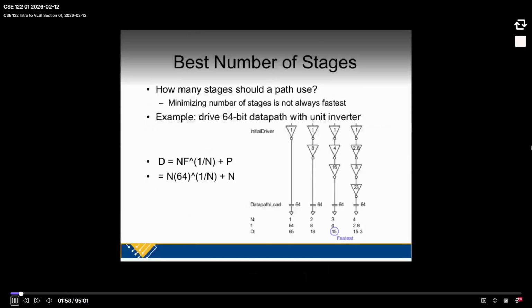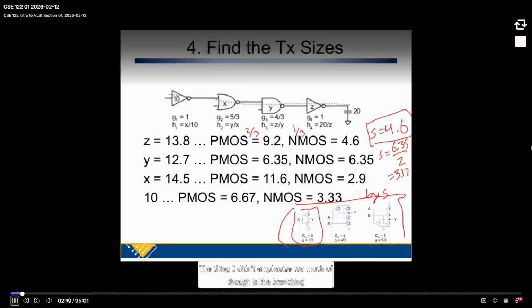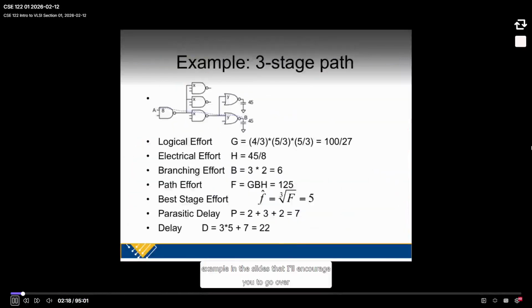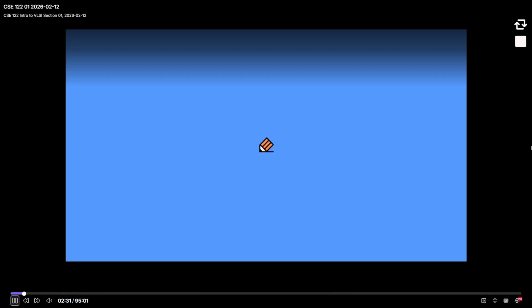Okay, let's get started. So I ended last lecture going over the last bit of logical effort sizing. As I mentioned, that's pretty much everything you need to know for homework 4. The thing I didn't emphasize too much, though, is the branching effort. But there is another example in the slides that I'll encourage you to go over that includes branching effort, and all the work is shown in this one. So I'm not going to go over it in class here, but just so you know that is there.